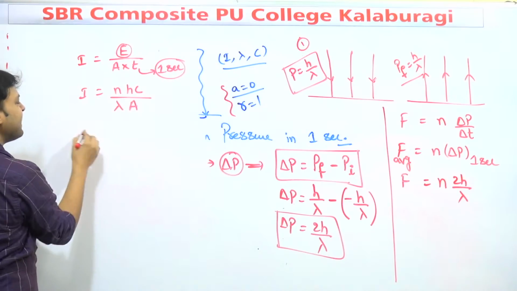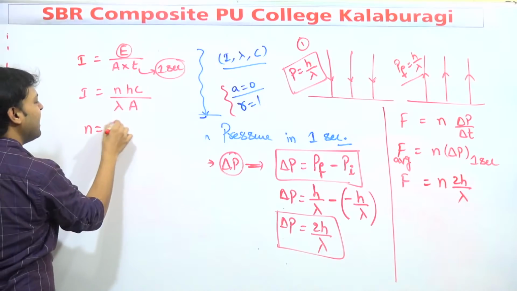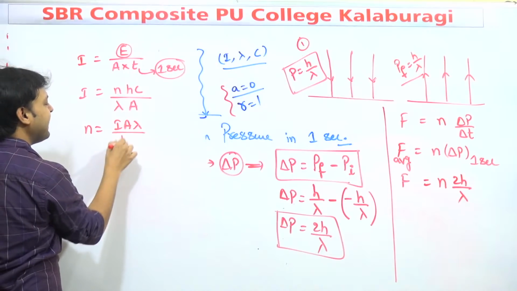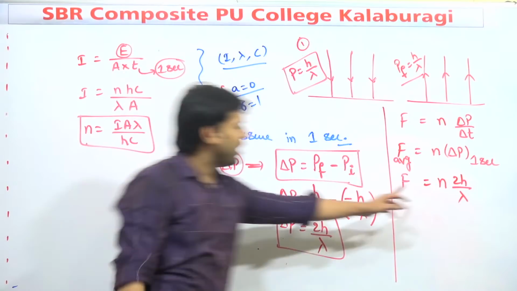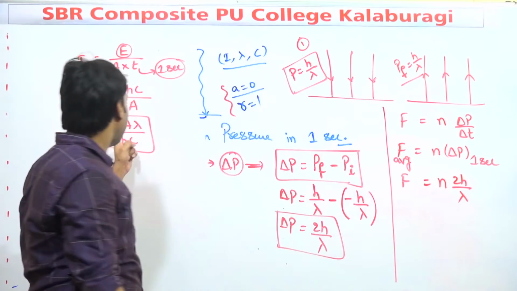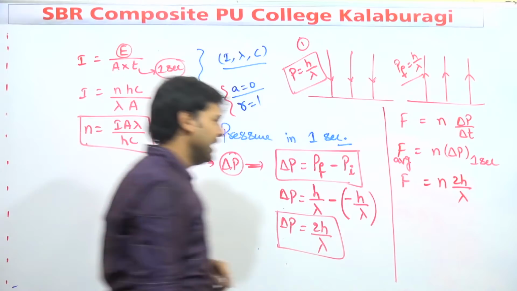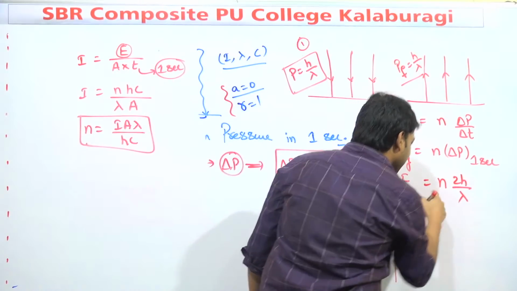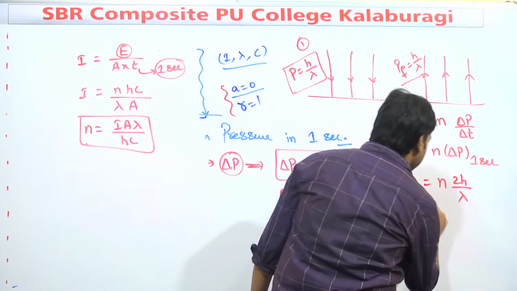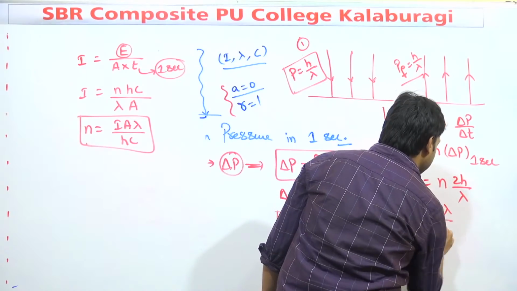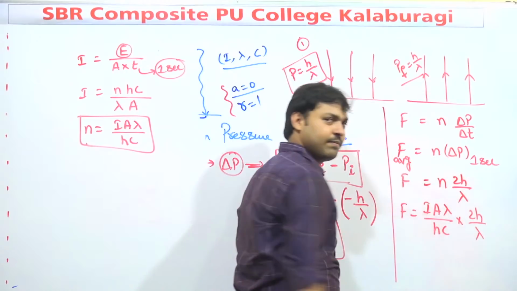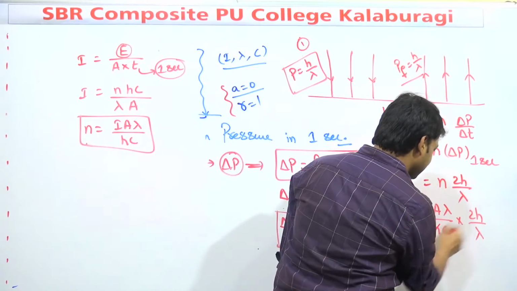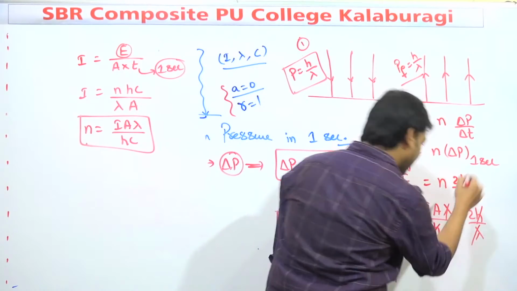So what can I write now? N is equal to I A lambda by hc. Clear? We got N now. So what is force? Force is equal to I A lambda by hc into 2h by lambda. Right? Any cancellations? h and lambda will be cancelled.